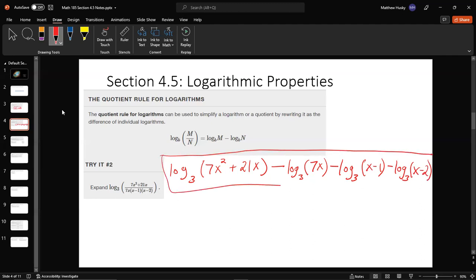So anything that's in the denominator, anything that's on the bottom is going to be subtracted in its own logarithm. Anything that's going to be in the numerator, anything multiplied, would be added together.